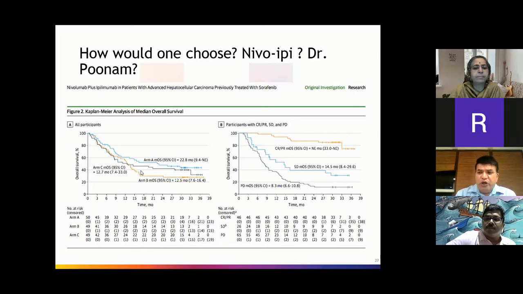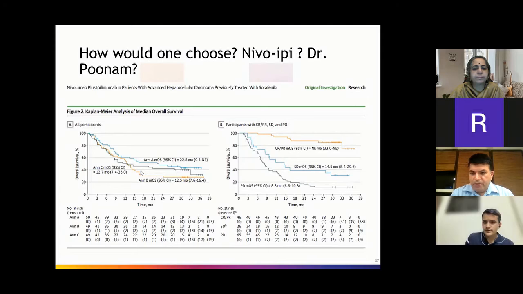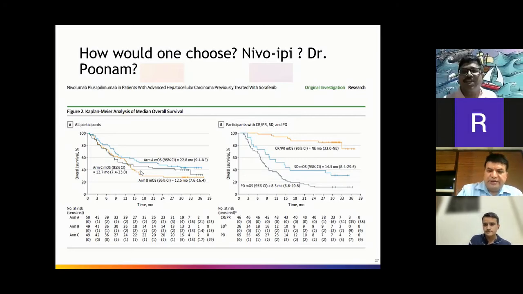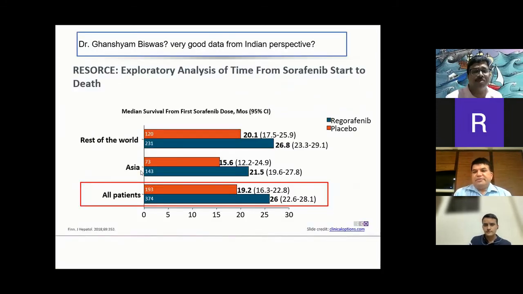Dr. Kshitij, have you used or would you use the Nivo-ipi combination? So we have one trial of Nivo-ipi for RCC going on in our MOC. I have a good experience with that, but I have not used it in HCC. I have seen quite a few patients on Nivo-ipi without any side effects, and some have very good responses in RCC. But in HCC, if the data shows, I would like to use it. Yeah, this combination has been working in lung and RCC. So maybe, but down the line in the third line, how many patients will have the performance status and liver function?